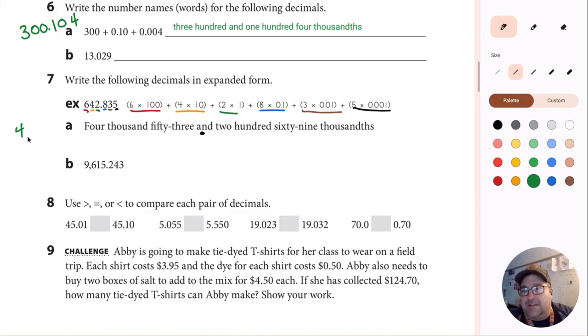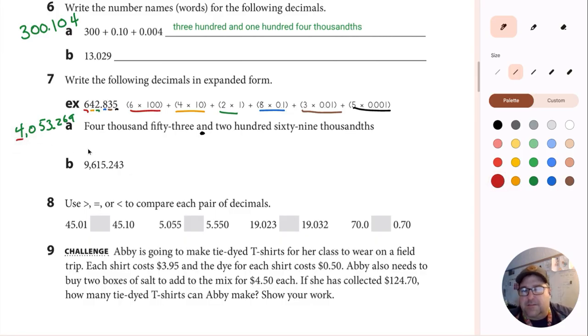4,053 and, so 4,053 and 269 thousandths. So ands are going to be our decimal. 269 thousandths. 269 is what we're looking for on that. And again, we're just going to break it apart like we did.